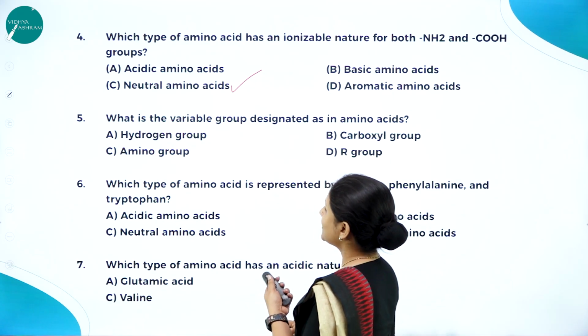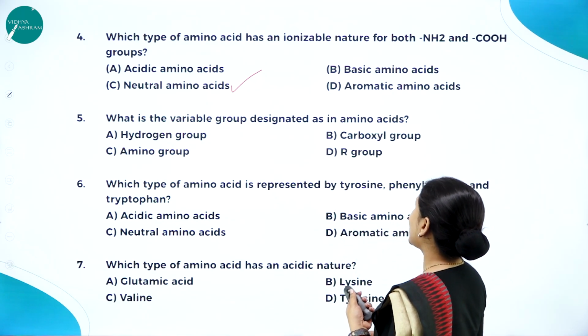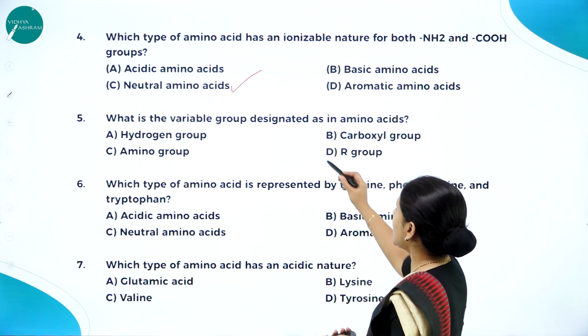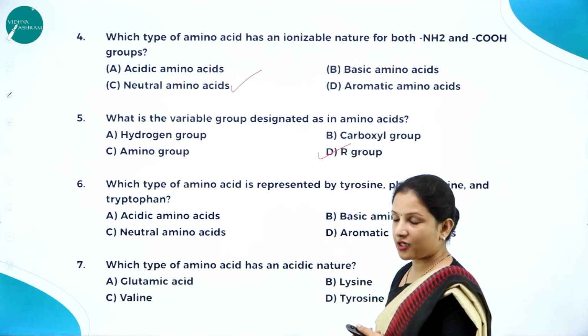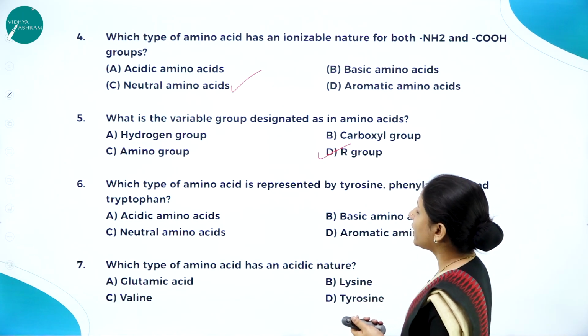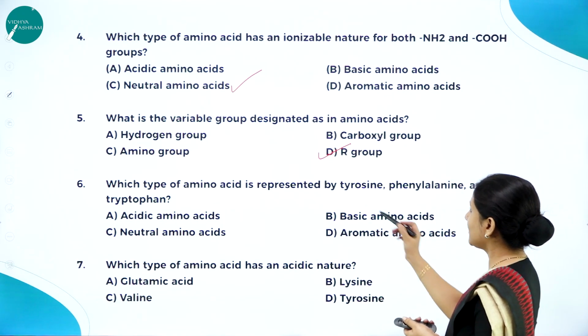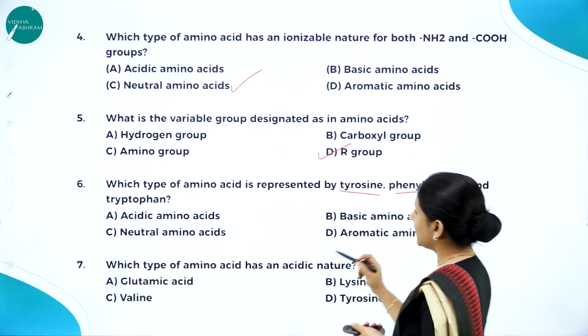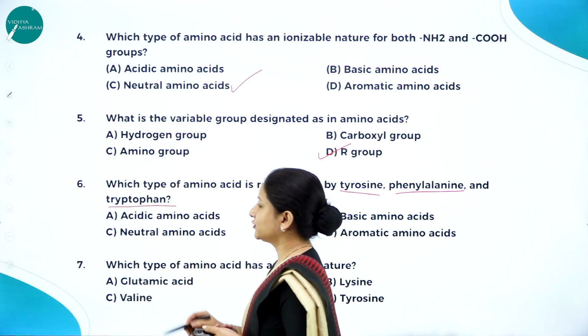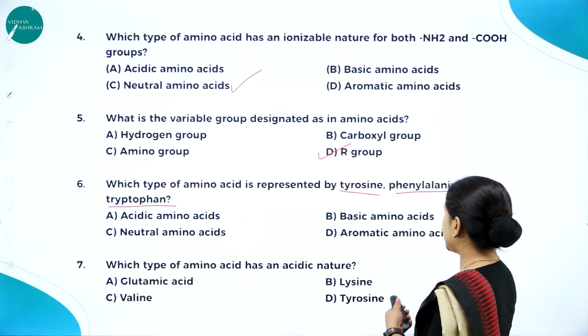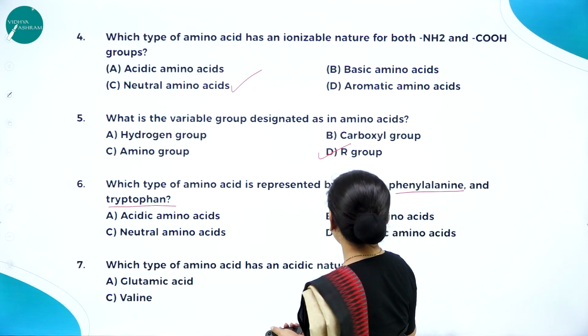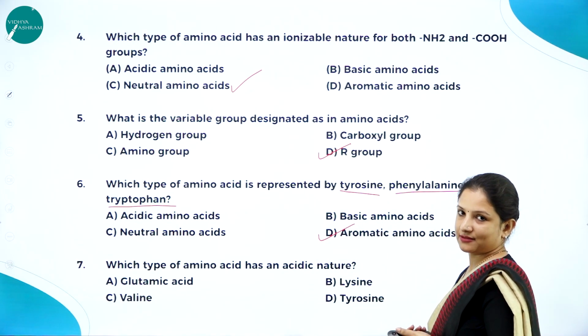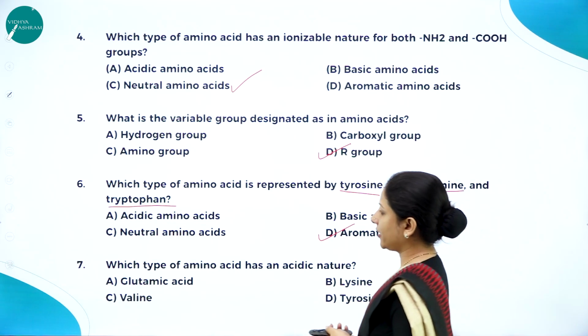Next question, what is the variable group designated as an amino acid? It is the R group, because R group is a variable group. Next, which type of amino acid is represented by tyrosine, phenylalanine and tryptophan? They are aromatic amino acids. They come under the aromatic amino acids.